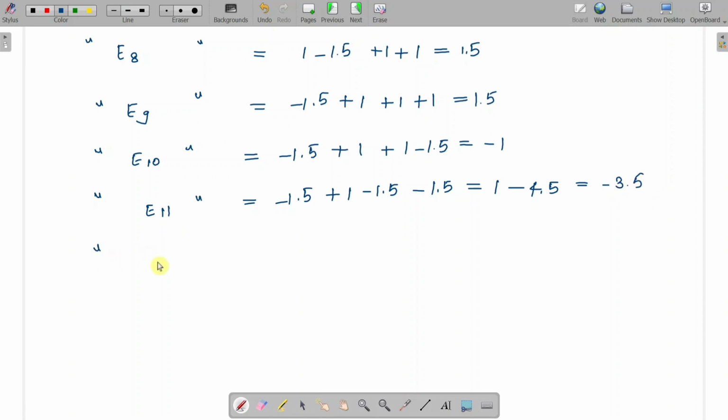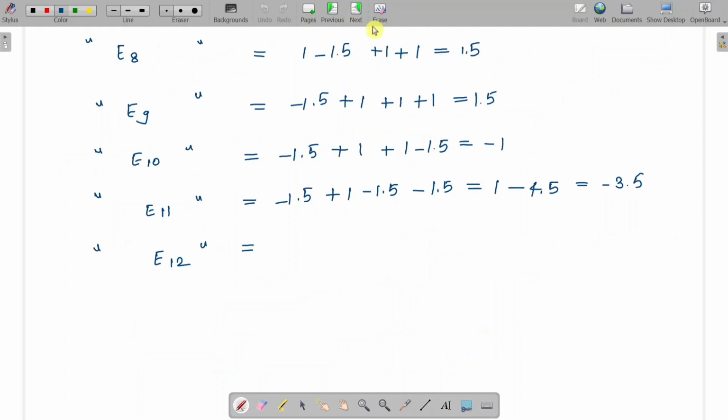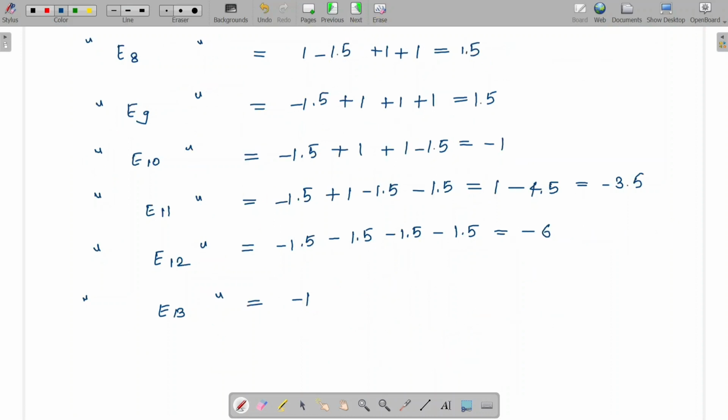Okay, so now E12: it is minus 1.5 minus 1.5 minus 1.5 minus 1.5, so that is nothing but minus 6. Then E13, if it occurs, the amount will be minus 1.5 minus 1.5 plus 1 minus 1.5, so that is minus 4.5 plus 1, that is minus 3.5.